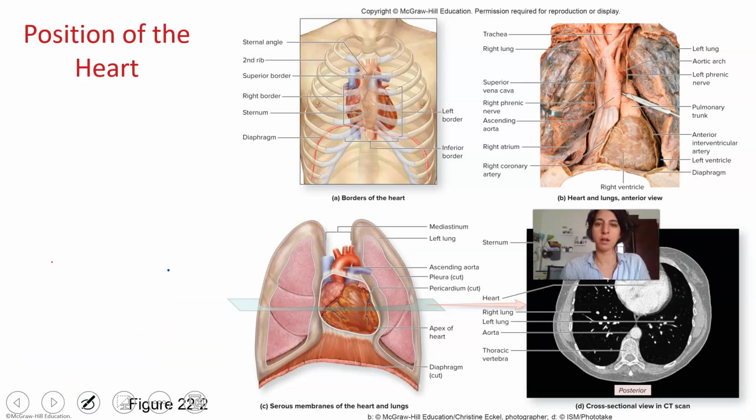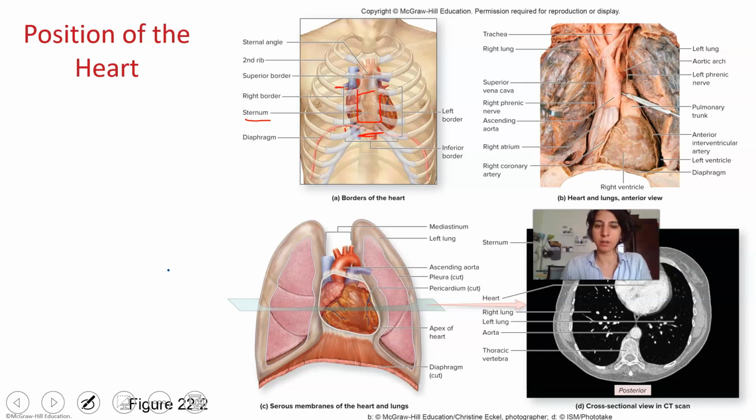Okay, so the heart right here is located posterior to this structure right here. What is that structure? It is the sternum. So it is located posterior to the sternum and somewhere between the second and fifth ribs. And it has a slight tilt to it.